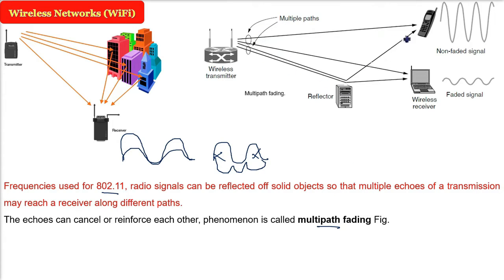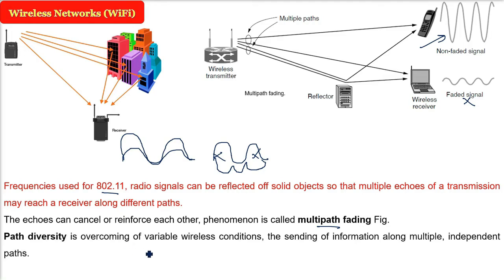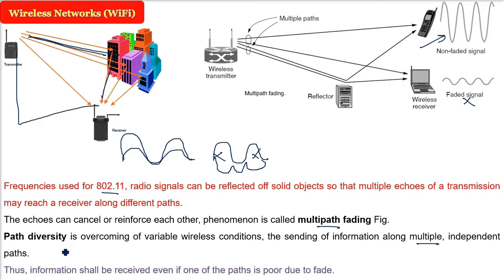So if you see here, if some reinforcement is there, you will get a non-faded signal, even higher. But if the two signals are cancelling each other, you will get a faded signal. So what is the solution? Path diversity is the solution. This has come to overcome the variable wireless conditions. We can take multiple independent paths to send the information, not sending in one direction but different paths. That is why it is called path diversity. And the information shall be received even if one of the paths is giving you a faded signal.